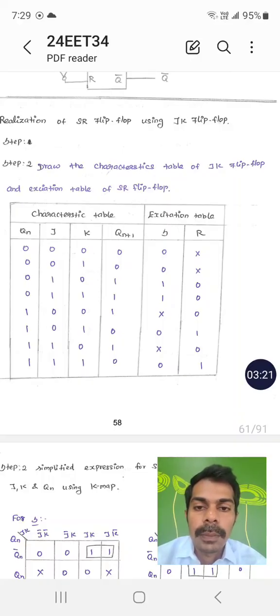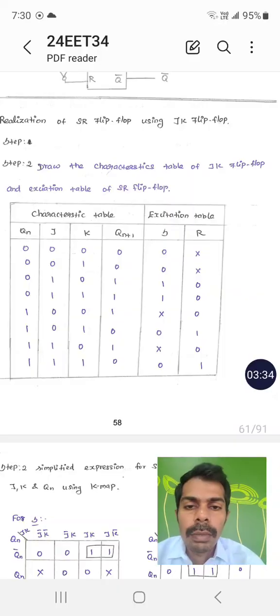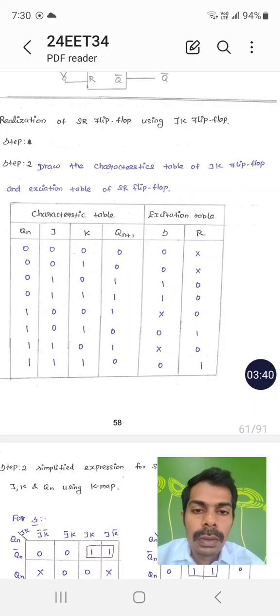Likewise, we have to write. So first we'll see the condition 0, 0 means 0X. Again it is 0, 0, 0X, 0, 1, 1, 0, 0, 1, 1, 0. We don't bother about J and K. We have to look into Qn and Qn plus 1.